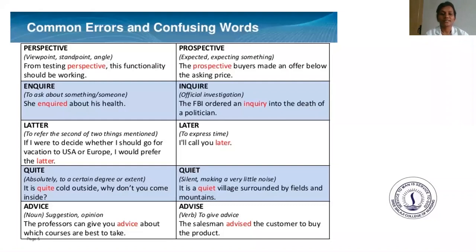Advice and advise. See the spelling, it is A-D-V-I-C-E, A-D-V-I-S-E. And the first one is a noun, it's a suggestion or opinion. The professors can give you advice about which courses are best to take. And the second one, A-D-V-I-S-E, advise, acts as a verb, to give advice. The salesman advised the customer to buy the product. So first is noun and second acts as a verb.